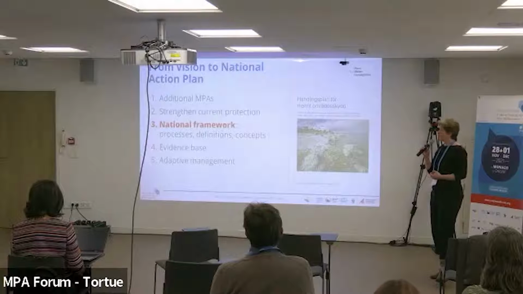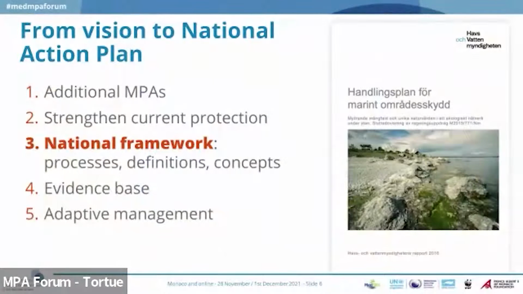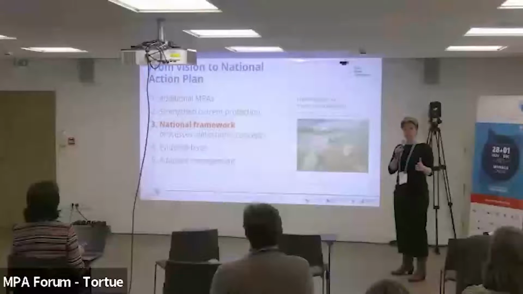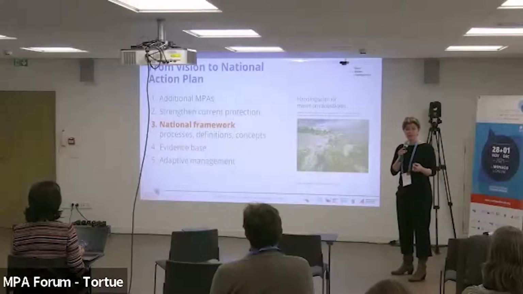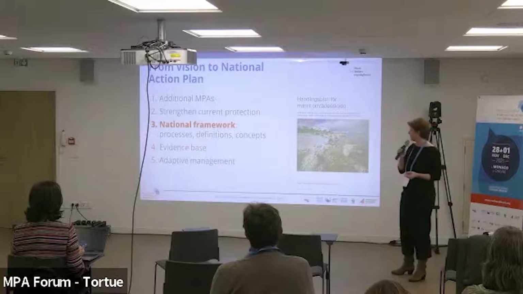So from here, the government actually asked to develop a national action plan to get Sweden to fully adhere to this 10% ecologically representative network. And the national action plan was created with a couple of elements. First, we need to create more marine protected areas. Second, we need to strengthen the protection that we have in areas because apparently it's not 100% effective.